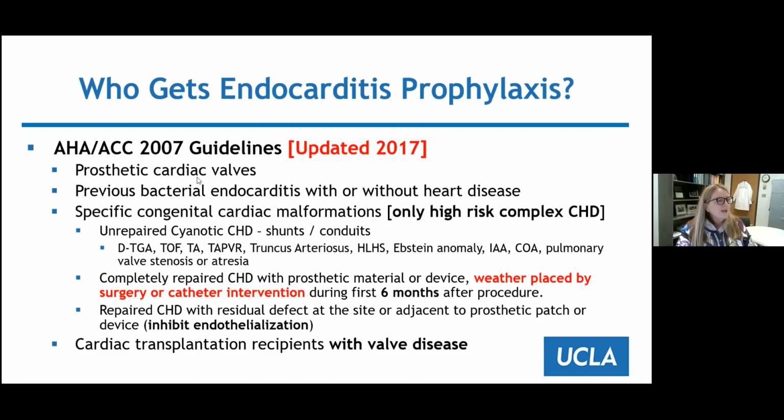And so the children that get endocarditis prophylaxis are those with a prosthetic cardiac valve, those who've had previous bacterial endocarditis with or without heart disease, and those with specific cardiac malformations, and these are only high-risk complex CHD. I listed them out for you here under the first bullet point, which is unrepaired cyanotic congenital heart disease, meaning that they're using various shunts and conduits. And I have a picture to show you so you understand what that is.